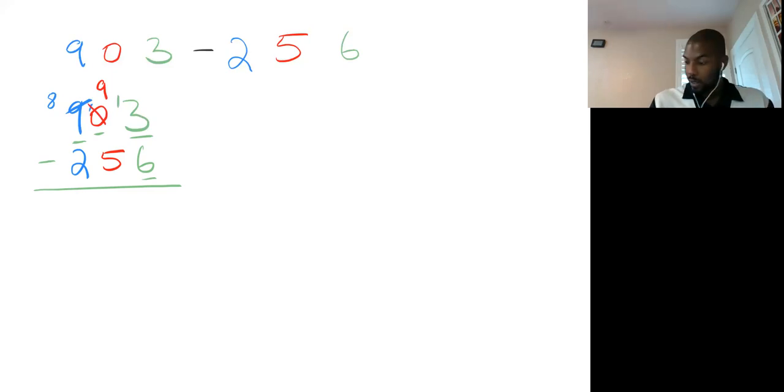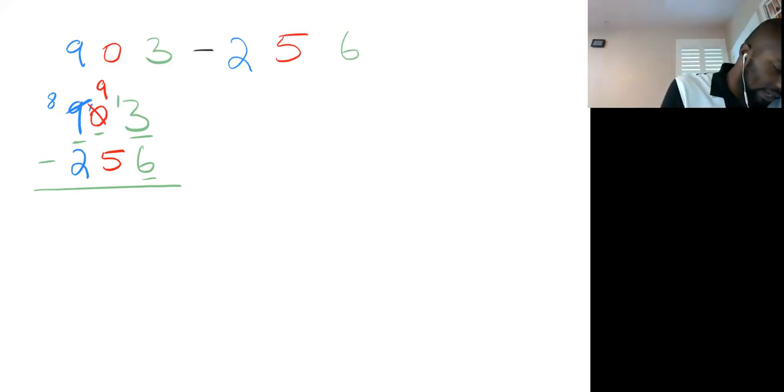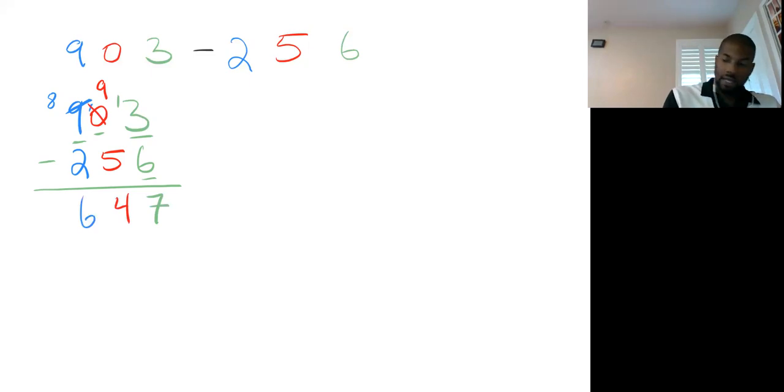So 13 minus 6 is 7. 9 minus 5 is 4. 8 minus 2 is 6. 647 is our answer. Now I'm going to try to do it with grouping.